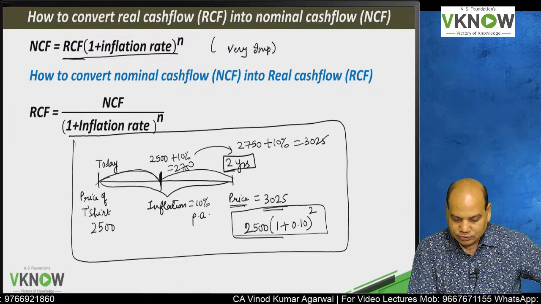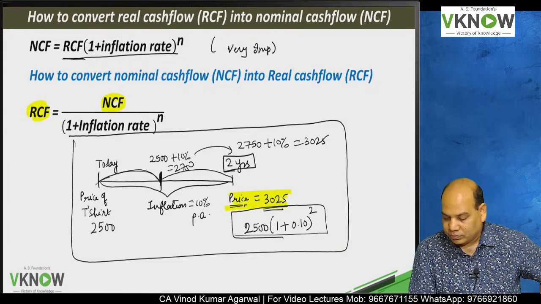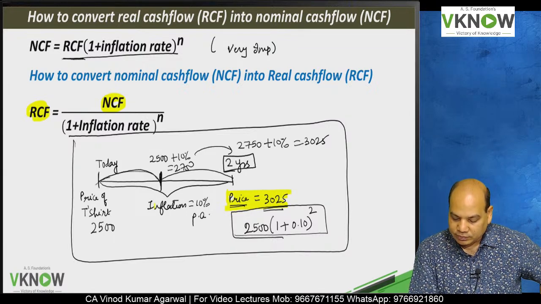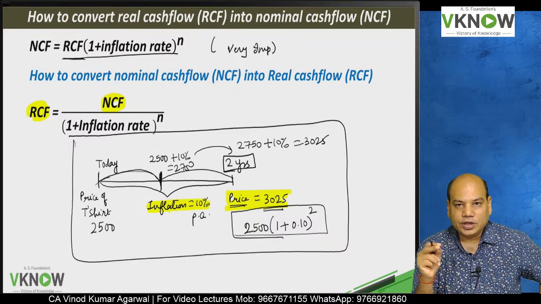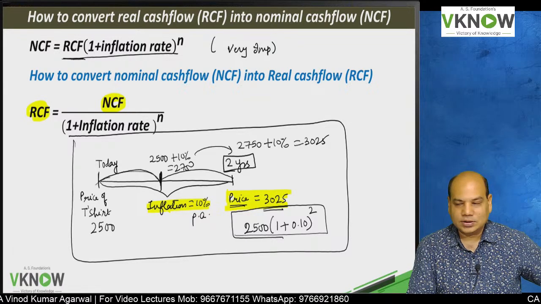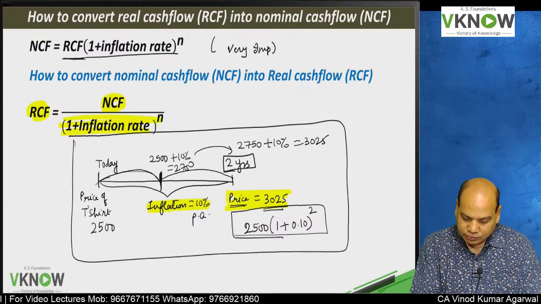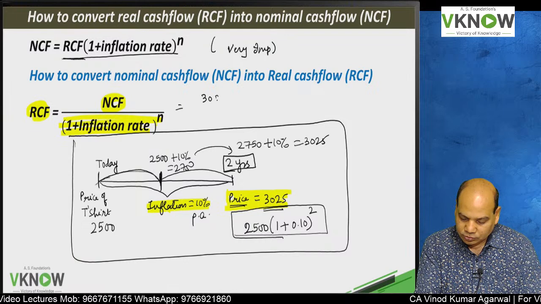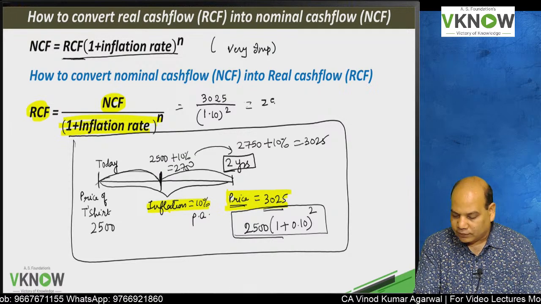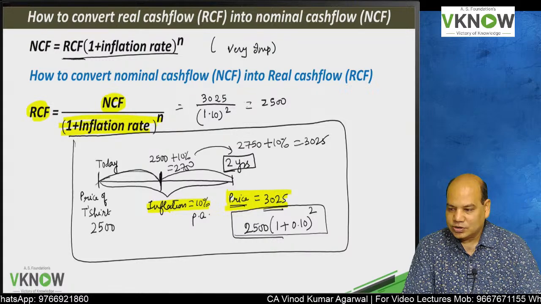Reverse working also they can ask you. Suppose after 2 years the price of the t-shirt will be 3025, inflation is 10%. Had there been no inflation, what would be the price? The reverse working I have to do: nominal cash flow divided by 1 plus inflation rate to the power n, which is 3025 divided by 1.10 to the power 2. You have removed the inflation and the answer is 2500. Both formulas are just the same formula presented in a different way.